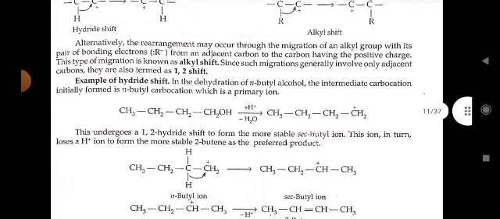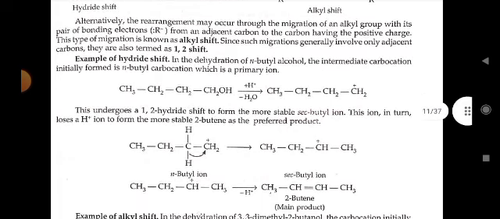Example of hydride shift: in the dehydration of N-butyl alcohol, the intermediate carbocation initially formed is N-butyl carbocation, which is a primary ion. This undergoes 1,2 hydride shift to form the more stable secondary butyl ion. This ion in turn loses the H positive ion to form the more stable 2-butene as the preferred product.